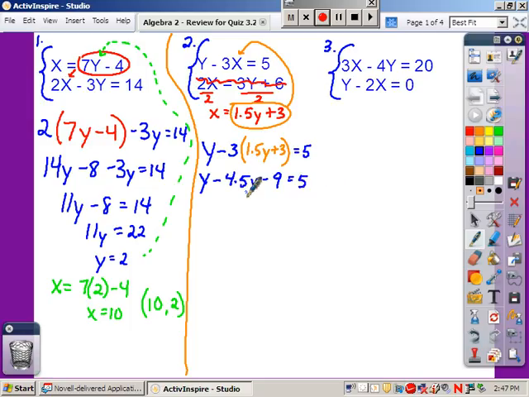Again, combine like terms here. 1y minus 4.5 gives me negative 3.5y minus 9 equals 5. Okay, now I'm going to do some simple solving. I'm going to add 9 to both sides. As you're getting farther along in algebra, I'm assuming this is stuff you know how to do. And then I'm going to divide by negative 3.5. Because I'm dividing by a negative, a positive divided by a negative is going to give me a negative number. And 14 divided by 3.5 turns out to be 4. So actually, y is negative 4.